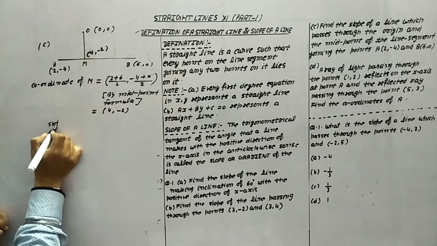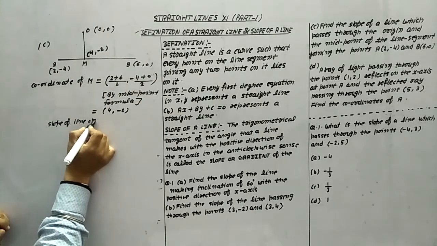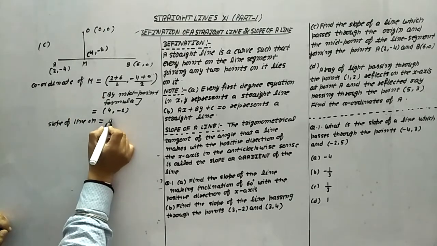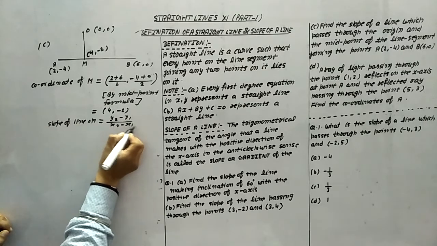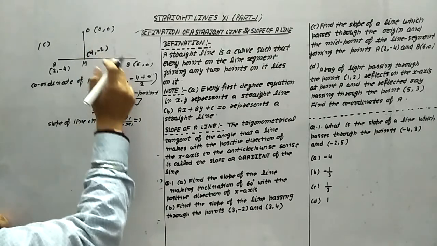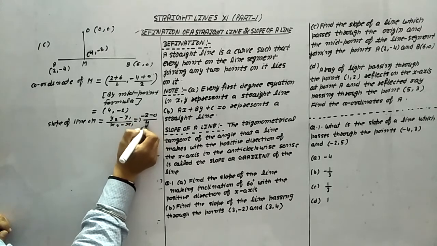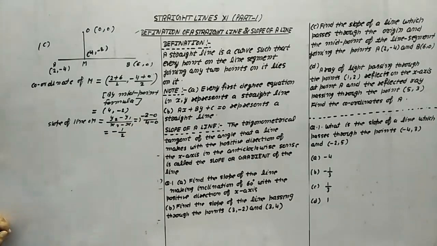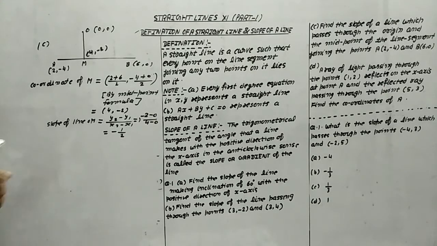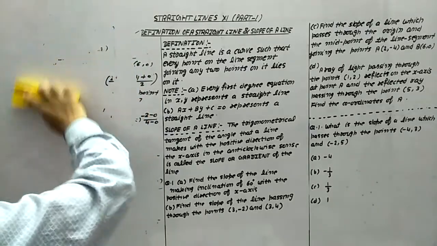Now the slope of line OM. The slope of line OM is given by the same formula, (y2 - y1)/(x2 - x1). Y2 is -2, minus 0, upon 4 minus 0. It means the slope of this line is -1/2, and this is the answer for the slope of this line. Now this next part, part D, is very very important.